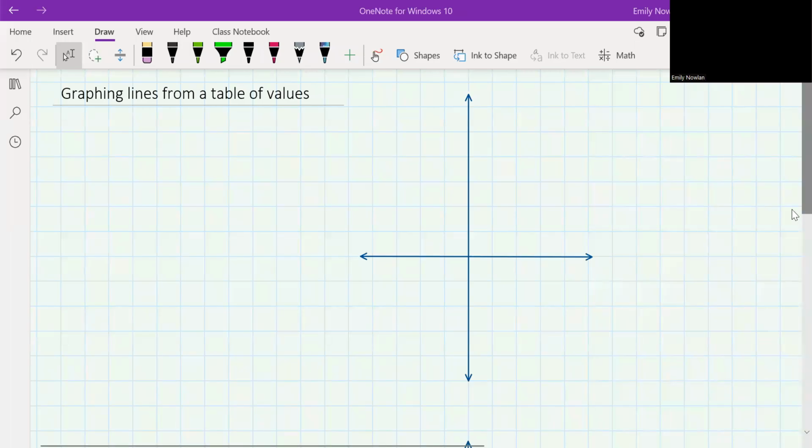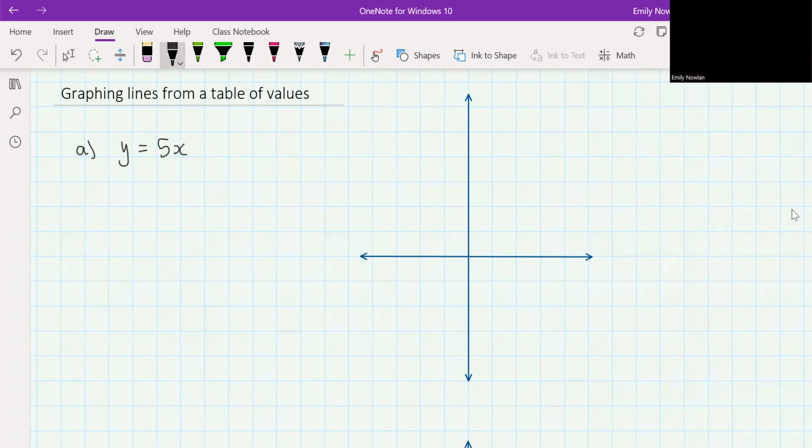Here we're going to see how to graph equations using a table of values. So we're going to start off with our first example, which is y equals 5x minus 4. So that's the rule, y equals 5x minus 4. And so we have to create a table of values.